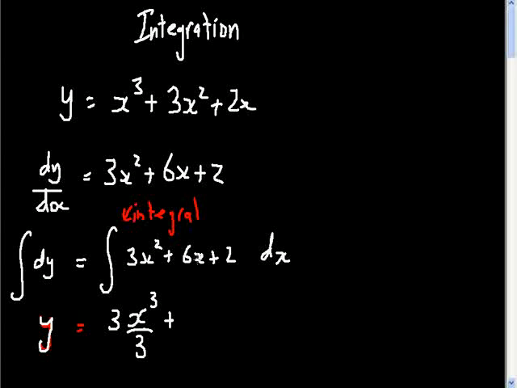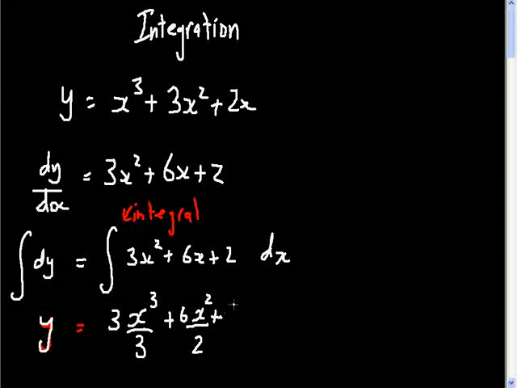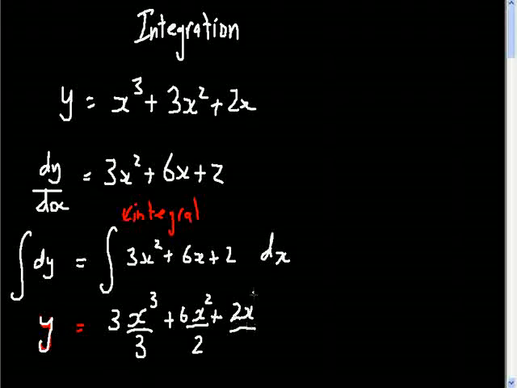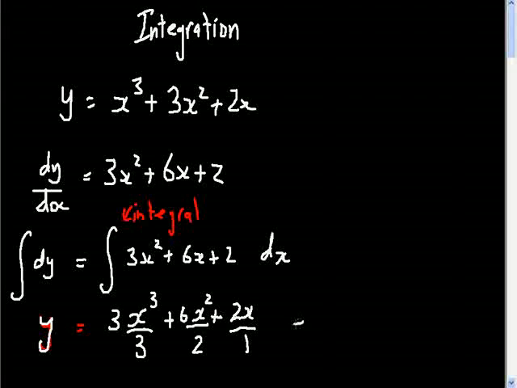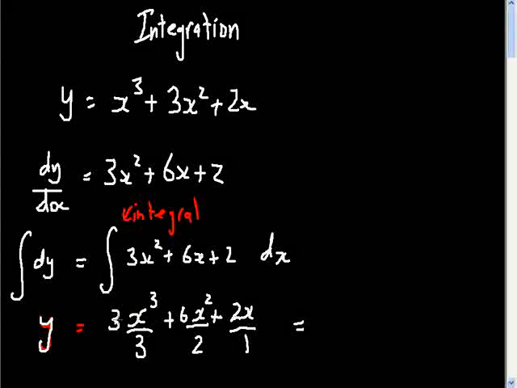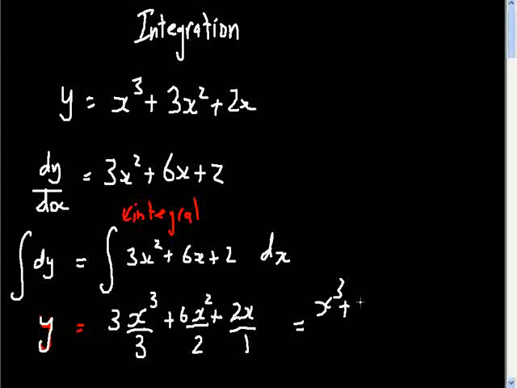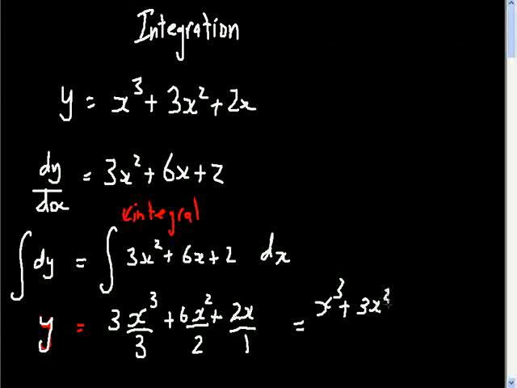The power on the x is 1, so you add a power, that's x squared, and you divide the coefficient by the new power. And 2 has no x terms, so it's x to the power 0; I add 1, so x to the power 1, which I don't need to show, divided by 1. So I get my original function back, because this 3 and this 3 cancel. 6 divided by 2 is 3, and 2 divided by 1 is still 2, so x cubed plus 3x squared plus 2x. That's what I had originally, and I get that back.